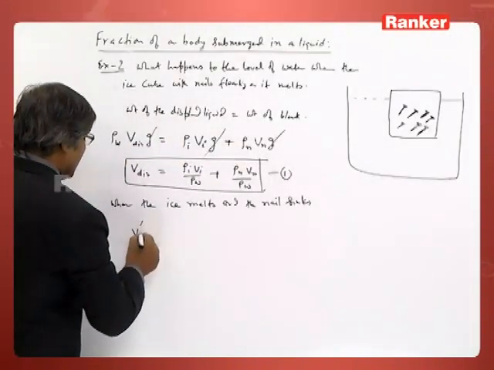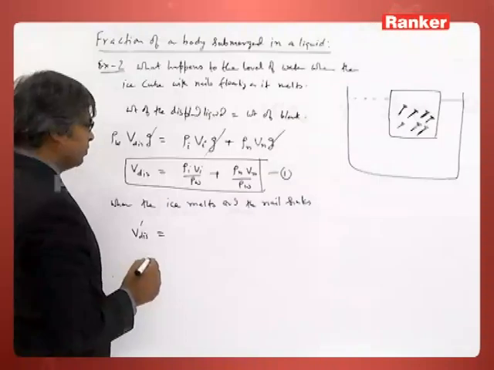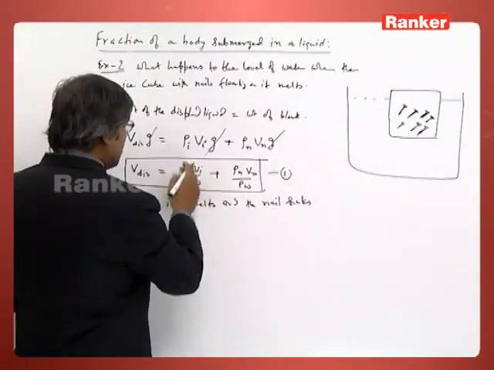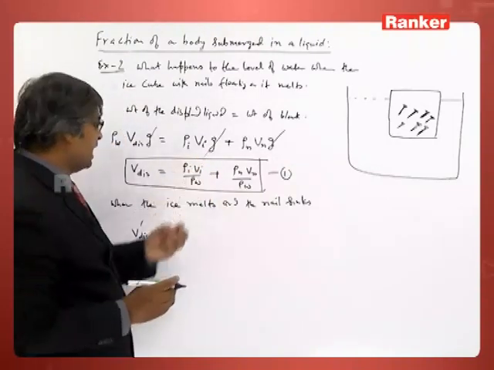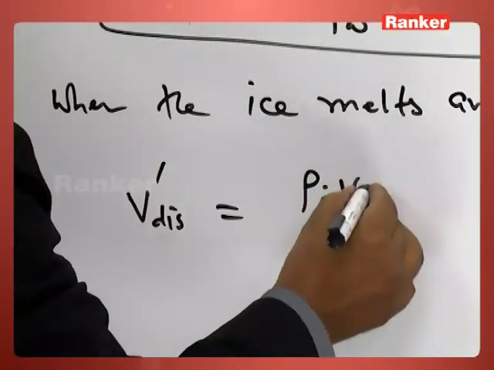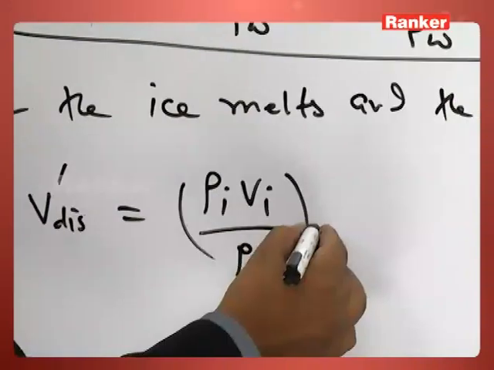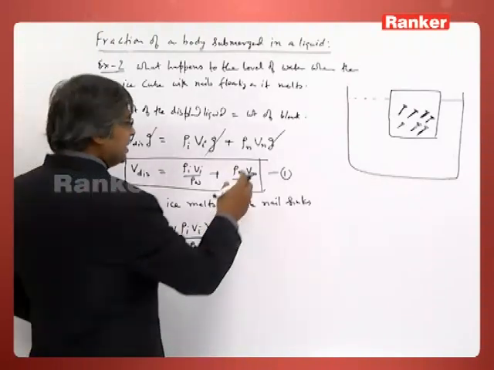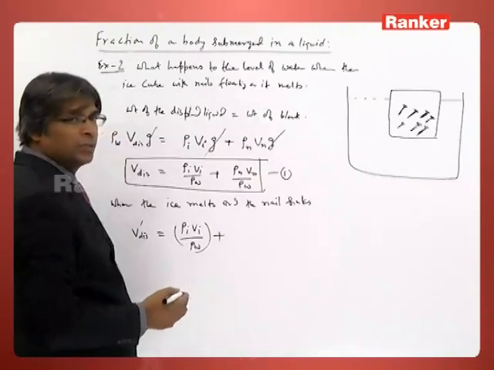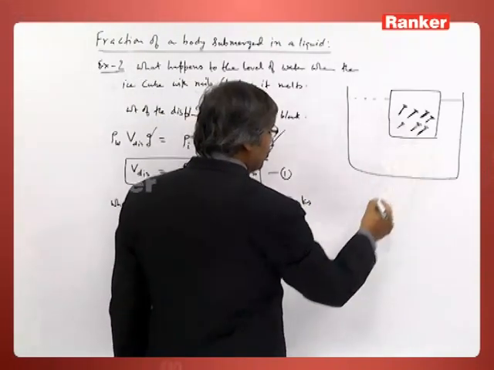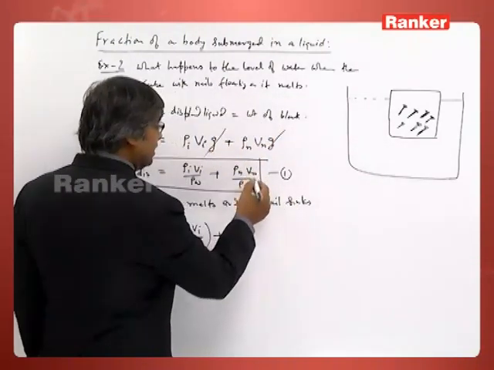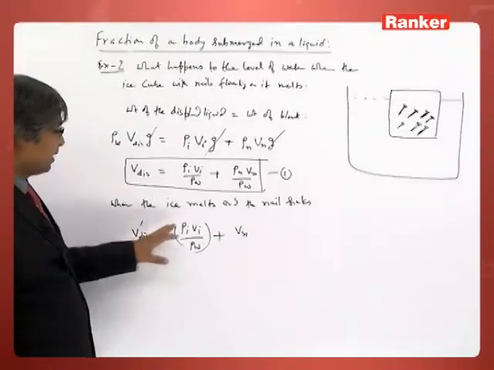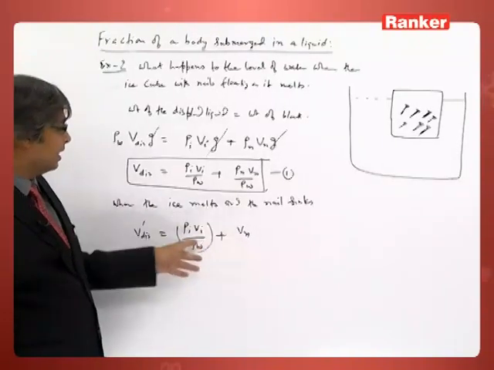then V dash displaced will be equal to, now that the nail has sunk, how much volume of water it will displace. Now you see, the volume of ice Vi is going to make rho I Vi by rho W volume of water. So this much ice will make this much water, but how much water the nails will displace we can calculate separately. The volume of nail is Vn, so it will displace this much volume of water when the ice melts.